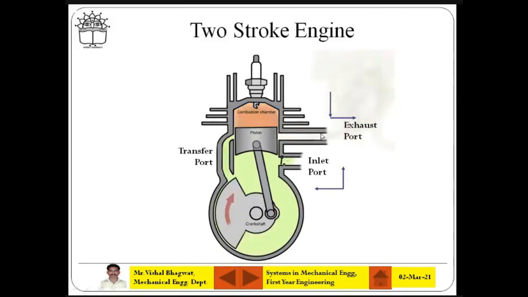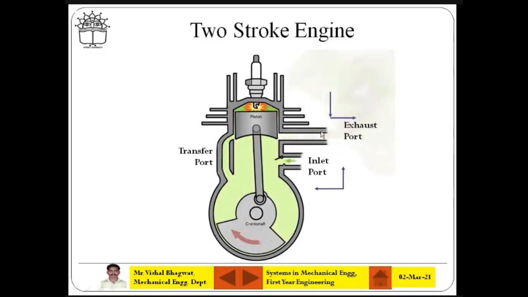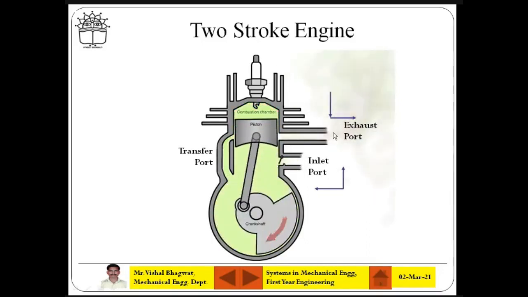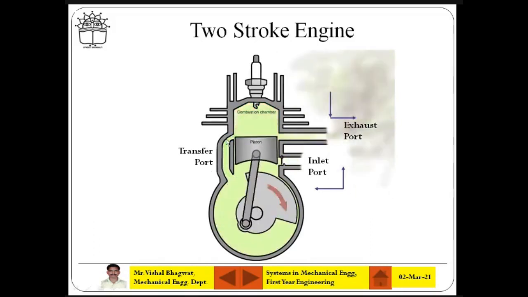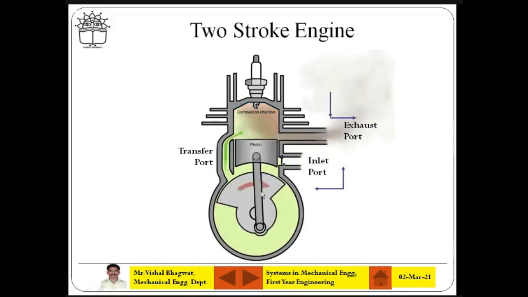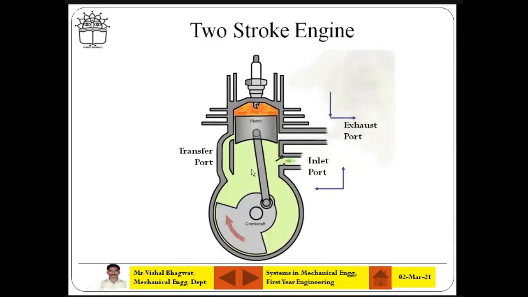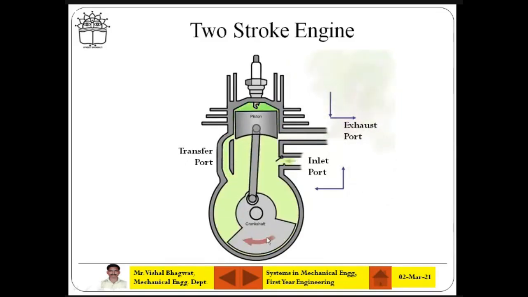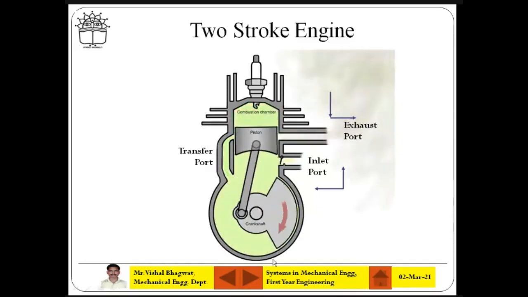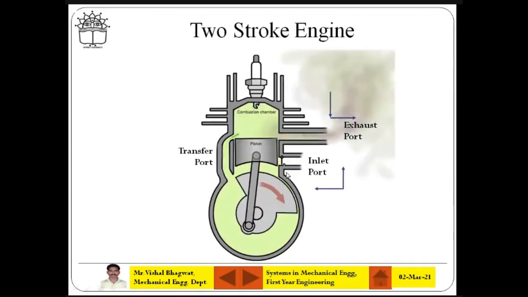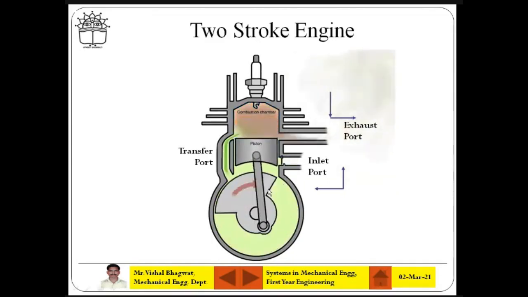Okay, anyway, now here you have the inlet port. This is the exhaust port from which the burned gases are coming out, and this is nothing but a transfer port. Please concentrate. Everything is the same. There is a piston, there is a connecting rod, there is a crank. The crank is rotating as usual in the crankcase. This is called the crankcase.